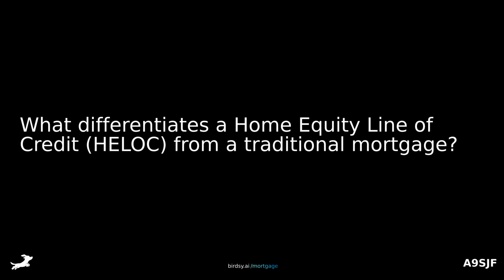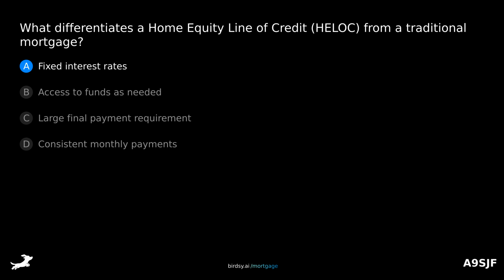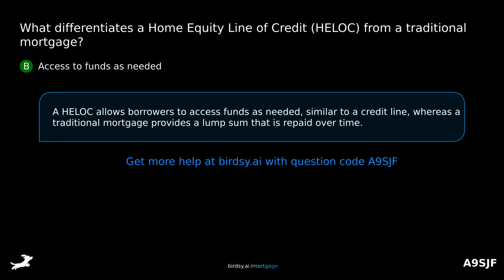What differentiates a home equity line of credit from a traditional mortgage? Is it A, fixed interest rates? B, access to funds as needed? C, large final payment requirement? Or D, consistent monthly payments? The answer is B, access to funds as needed. A HELOC allows borrowers to access funds as needed, similar to a credit line, whereas a traditional mortgage provides a lump sum that is repaid over time.